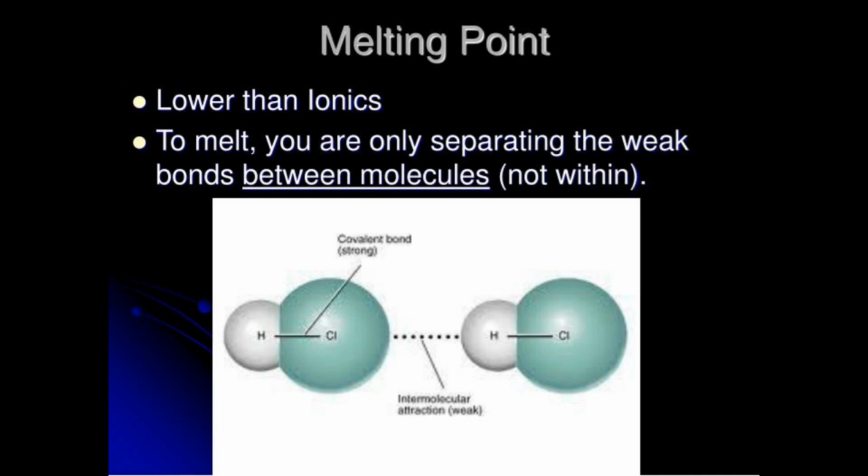Why? Because if you want to melt or boil, you are only separating the weak bonds between the molecules, not within the molecules. Melting or boiling involves separating the weak bonds between the molecules, not within the molecule. So the energy that you are going to use to do that will be low. So most covalent compounds have low melting and boiling points.